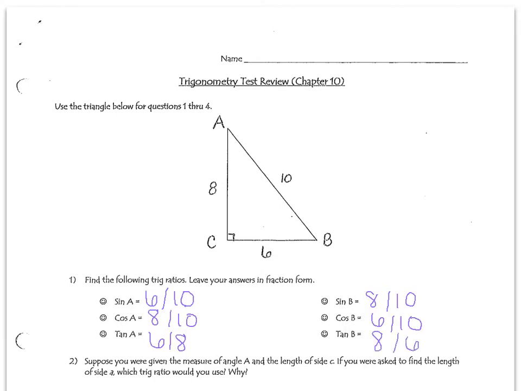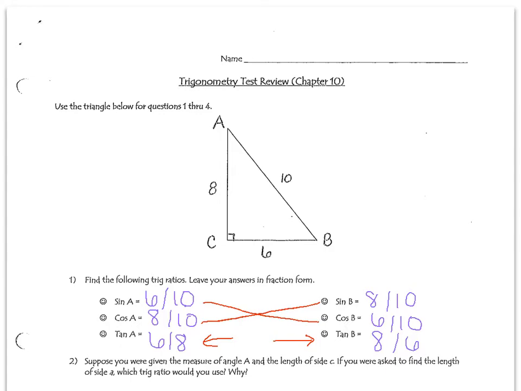And we talked about this in class a little bit when we talked about those properties. You should see that sine of A and cosine of B match, as do cosine A and sine B. And then these two are inverses of one another, so 6 over 8, 8 over 6. So that's a way for you to know that you did it correctly.